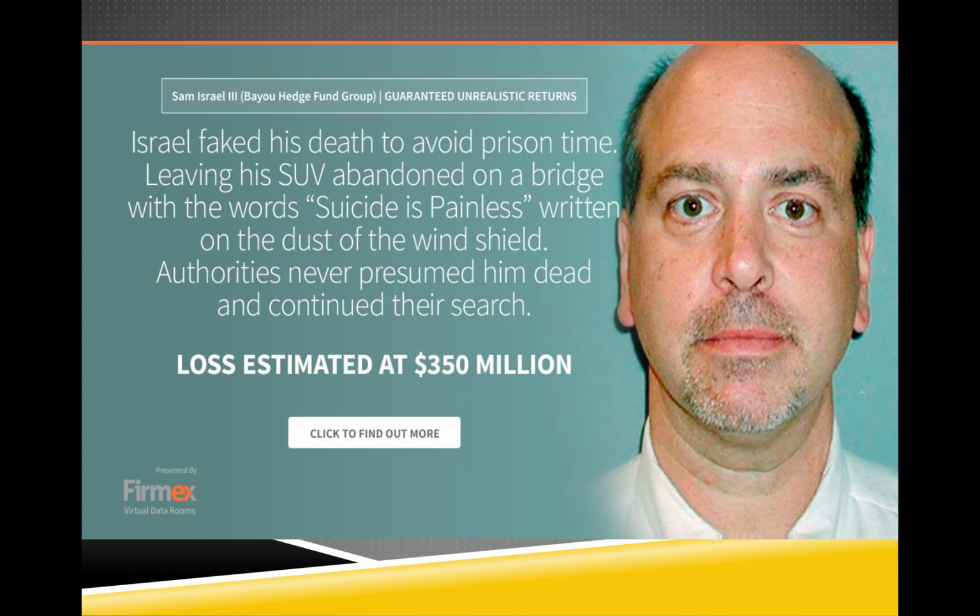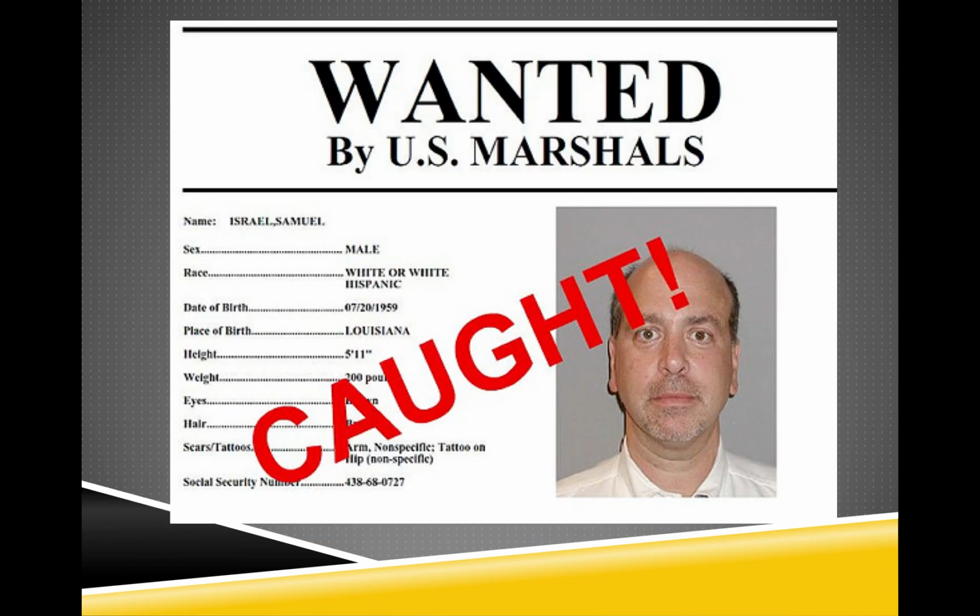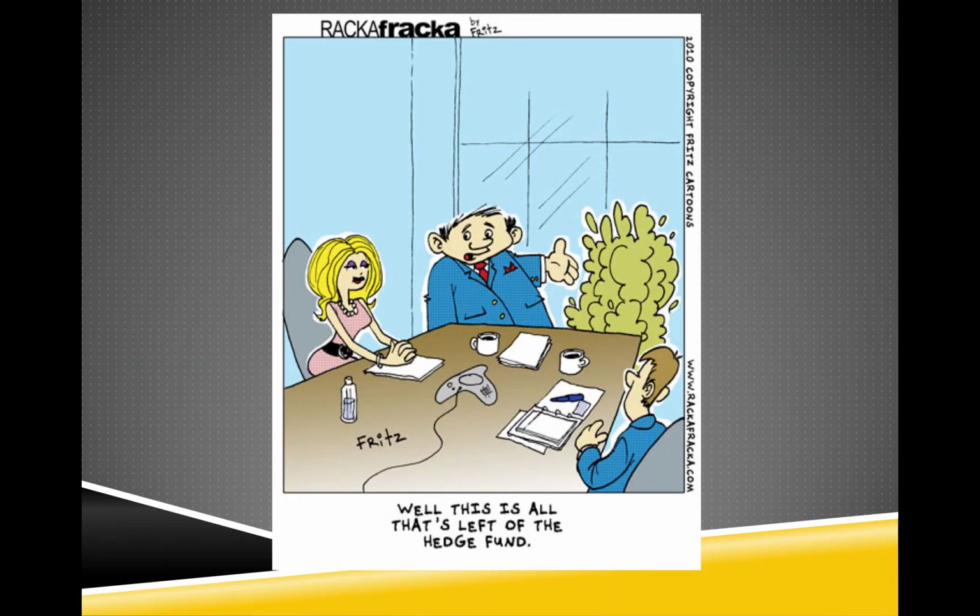For example, this particular hedge fund manager, Bayou Hedge Fund Group, he faked his death to avoid prison time. He left his SUV abandoned on a bridge with the words "Suicide is painless" written on the dust of the windshield. Authorities never presumed him dead and continued the search. The loss at his hedge fund was estimated at $350 million, the amount that investors lost or so. And in fact, he was eventually caught and put in jail. Another big scandal involving another hedge fund where the managers took some money was SAC Capital and the like.